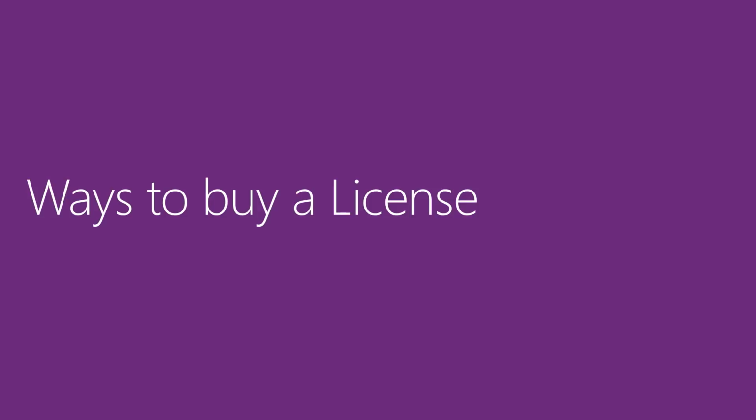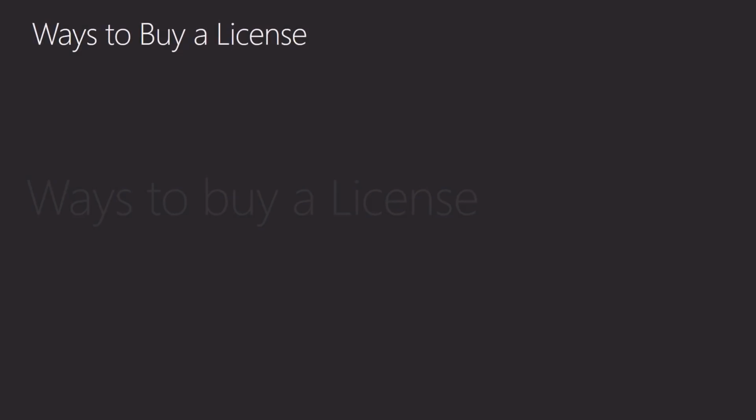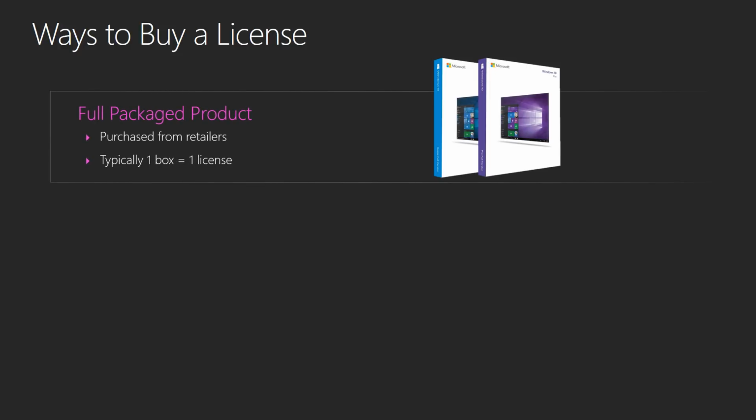Let's begin with the different ways that a Microsoft license can be purchased. The first way I've got here of buying a license is depicted by this, and we call this FPP or full package product. This method of buying a Microsoft license is chiefly aimed at home users going to a retail store, and generally speaking, although there are exceptions to this rule, one box equals one license.